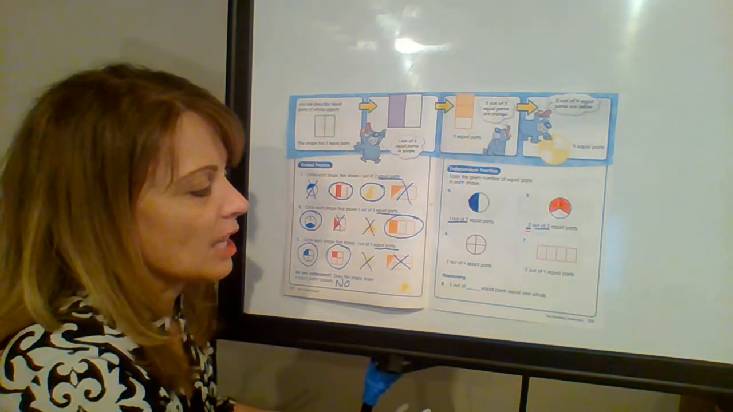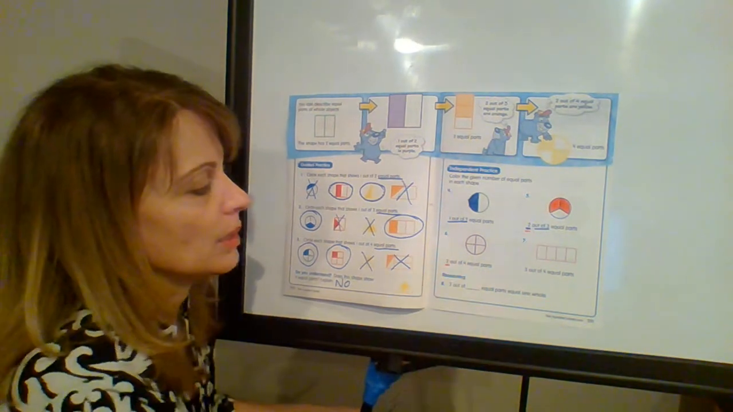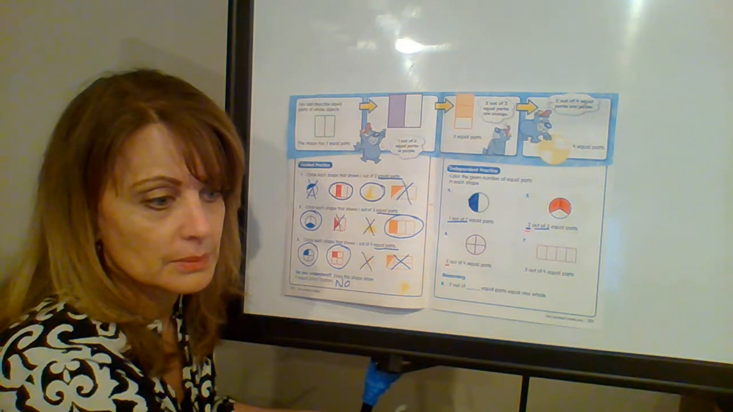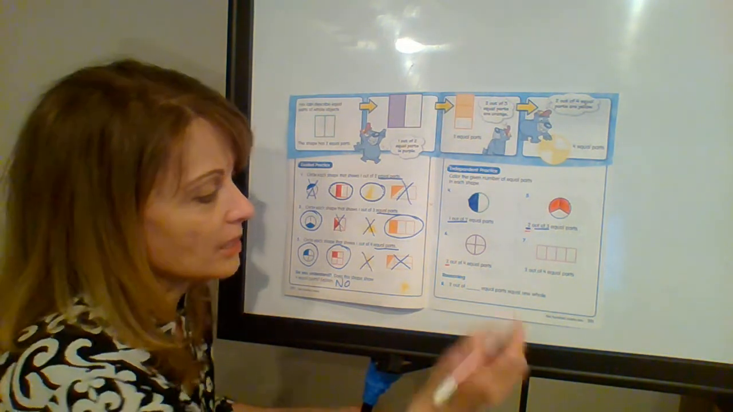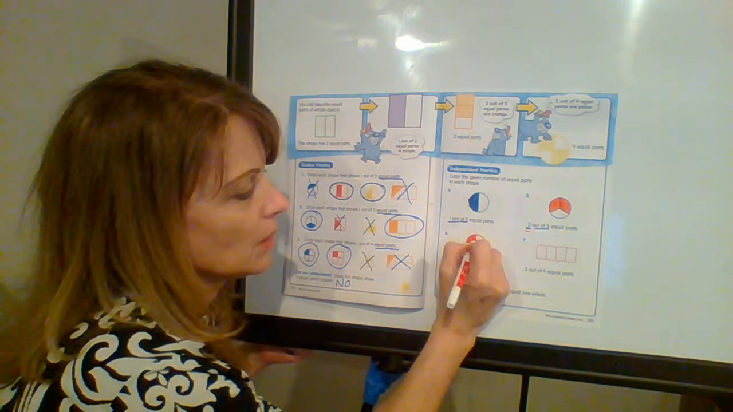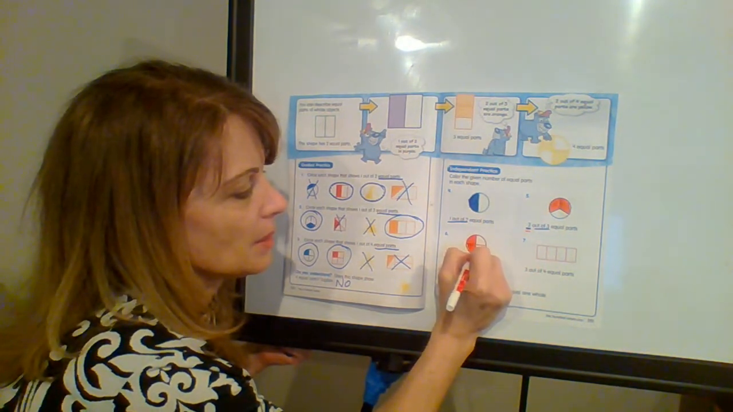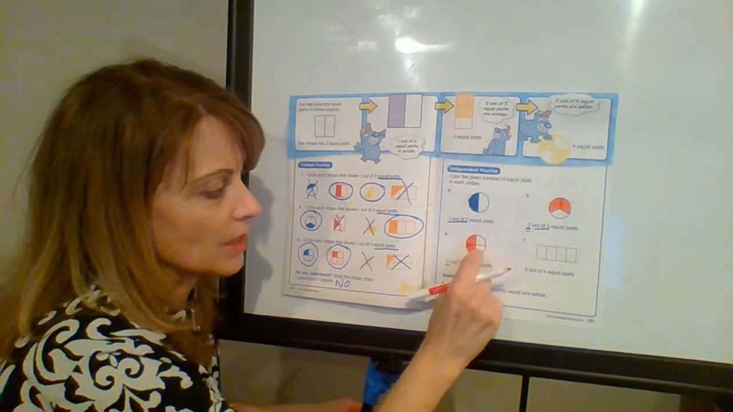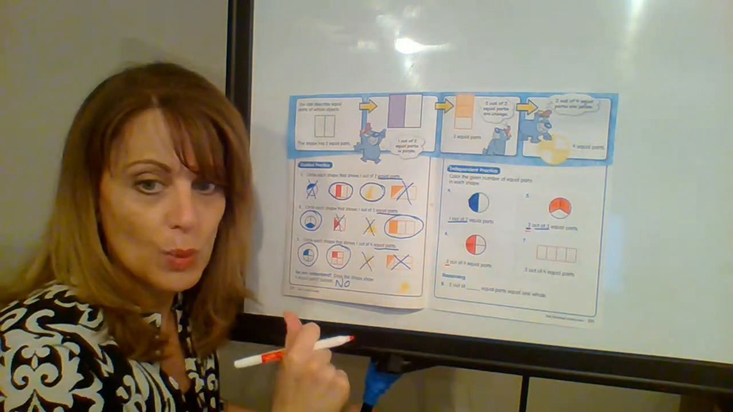Look at number six. It says color two out of four. Go ahead and do that. All set? So I color this one and I colored this one. Does it matter which two? I could have colored this one and this one. I could have colored this one and this one. As long as I colored two and left two white.